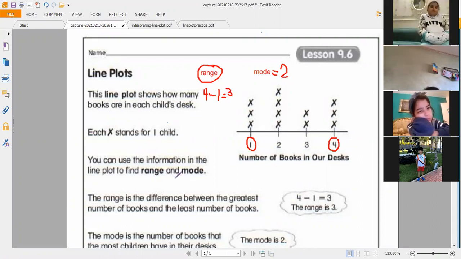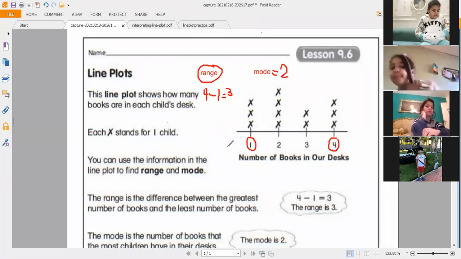Okay, do you know what's the meaning of the mode? The most repeated number. Okay, and what's the meaning of the range? The difference between the greatest number and the smallest number. Yeah, or the least number. Okay.